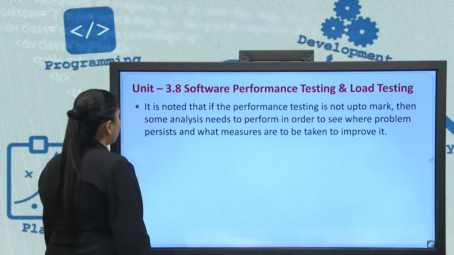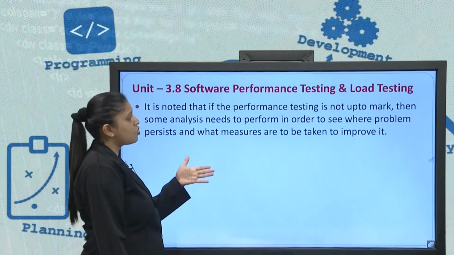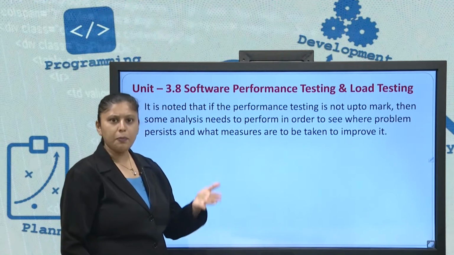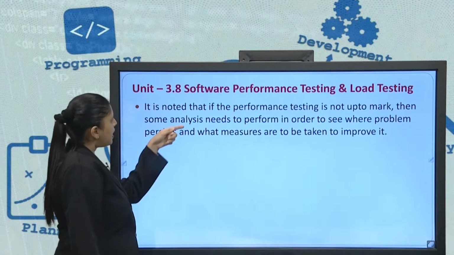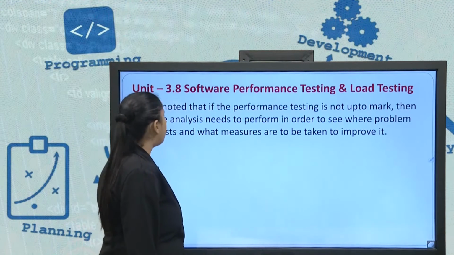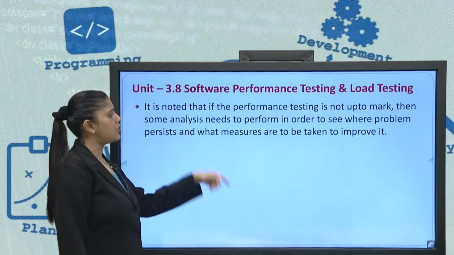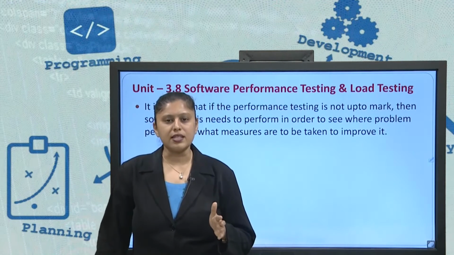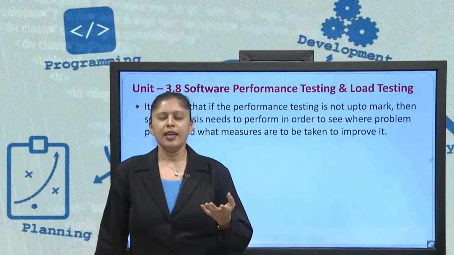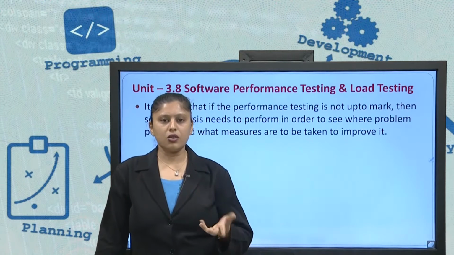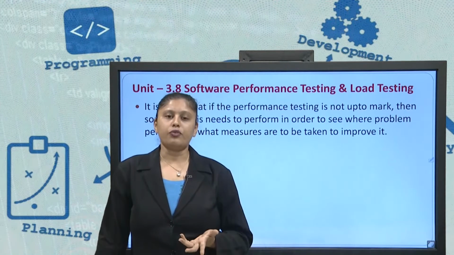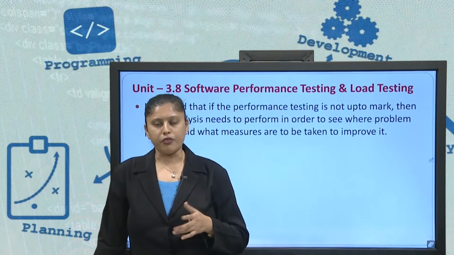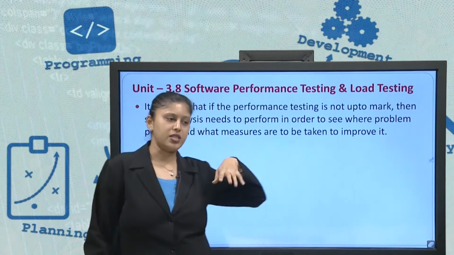If the performance testing is not up to the mark, then some analysis needs to be performed to see where the problem persists and what measures are to be taken to improve it. If you are not happy with the performance of your software, then you need to analyze your software code. You may need to incorporate some functionalities into your software in order to reach that performance level.